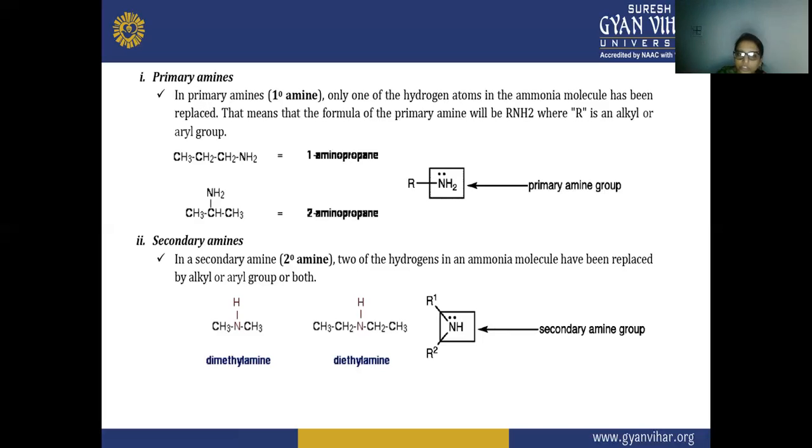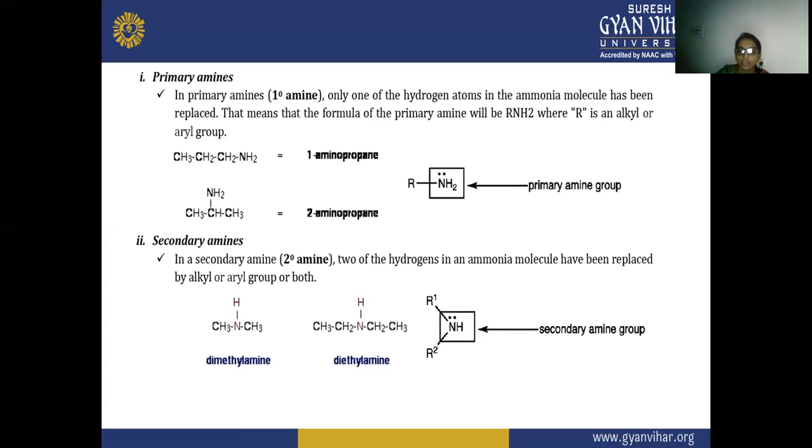Second is CH3, CH, NH2, CH3. In this you can see that on the second position, this amino group is attached, so its name is 2-amino propane, and this is the formula for writing this primary amine. Next is the secondary amine.